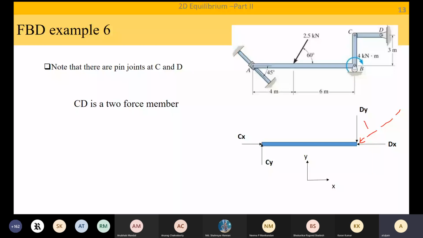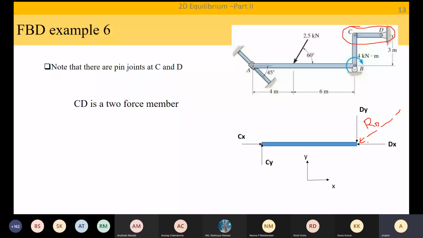Sir, I missed. Which rod is this one? We are looking at member CD. Acha, fine, sir. Pin at C, pin at D. So I have put dx, dy, cx, cy. Now I am saying dx, dy acting at D. So let us have a resultant RD at this point.